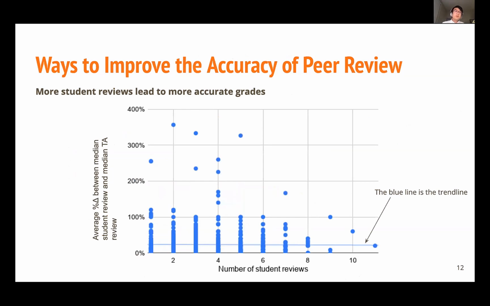Well, one trend we notice is that median peer review of submissions with a lot of reviews tend to be close to the median TA review. To visualize this, we plot the average percent difference between median student review and median TA review versus the number of student reviews. As we see in the chart, the difference between staff and peer reviews become quite small with sufficient peer reviews. We expect that with 5 peer reviews, the median grade produced is more accurate than having a single TA review, which is typically the case in large project-based courses.